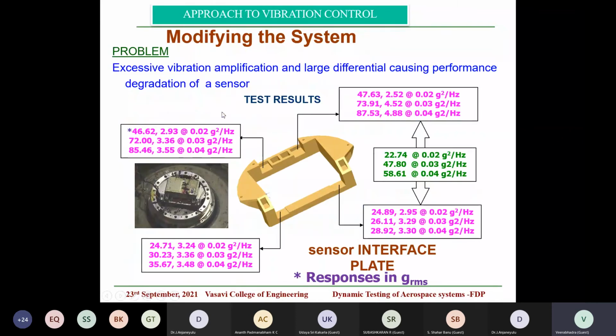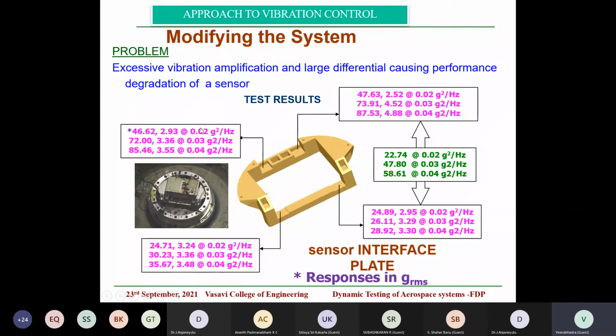We have done one modifying the system where we had one system, what we call a sensor package, which is very sensitive to vibration. It has some interface element like this, what we call an interface bracket. It was made of magnesium alloy, and it had some shape as it is shown here. This system is going to be mounted at 4 locations here, and it is going to be attached here also and here also. We had a differential input at this point and also at this point.